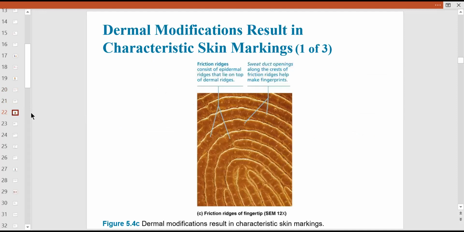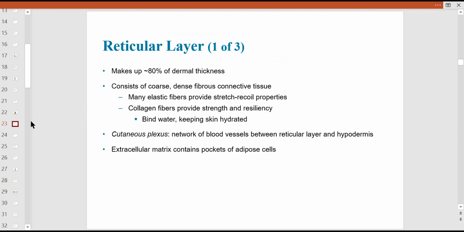Like fingerprints, there they are, kind of skin markings and folds, friction ridges. Then you have the little ducts for sweat going out of the skin to the surface. Reticular layer is the big, thick layer, right?